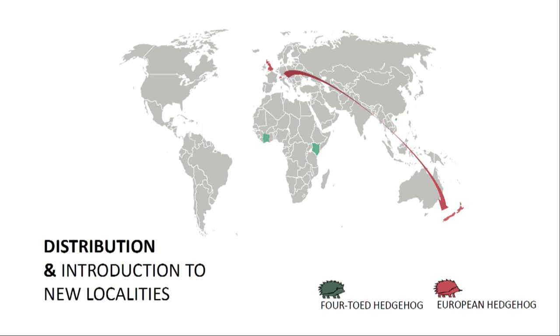The first isolates of Trichophyton erinaceus we got from Africa, especially from Kenya and East Africa, and also from Europe, from Britain. And also, what is quite surprising, from New Zealand. But the reason is that the European hedgehog was introduced to New Zealand from Europe in the 19th century.